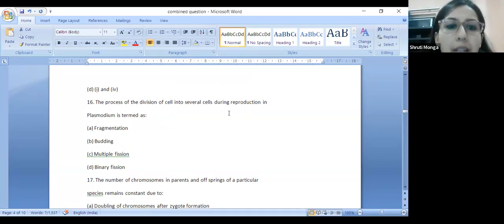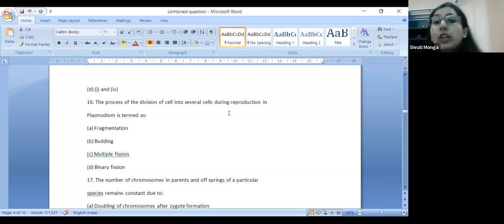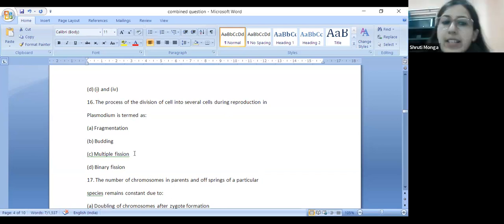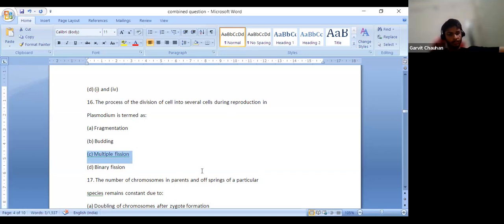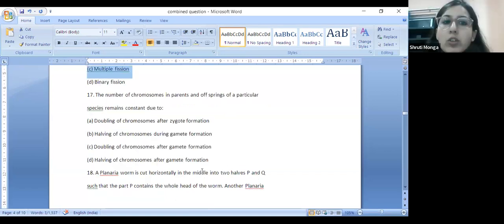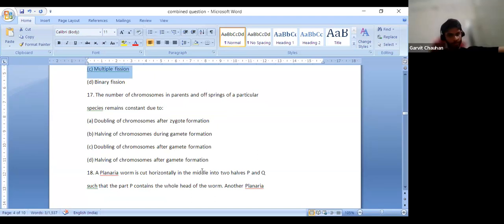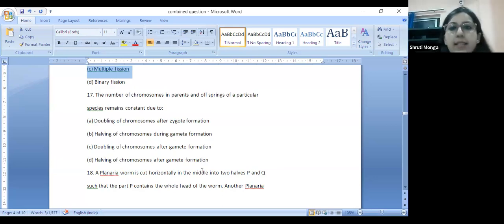Question number 16. The process of the division of cell into several cells during reproduction in plasmodium is termed as? Multiple fission. This is a very simple question. No doubt in this. Moving on to question number 17. The number of chromosomes in parents and offspring of a particular species remain constant due to? Doubling of chromosomes after zygote formation. Okay. Who else?